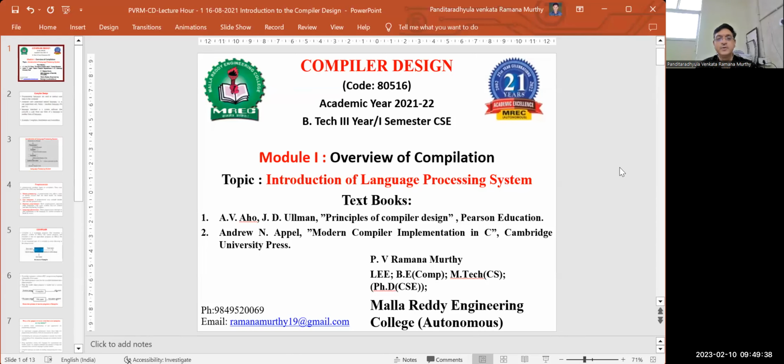Good morning to all. Today we'll take a small topic on the overview of the compilation. In the process of overview of the compilation, first of all, we need to identify a language processing system. Now we'll see what is the meaning of a language processing system as part of the compiler or compilation.